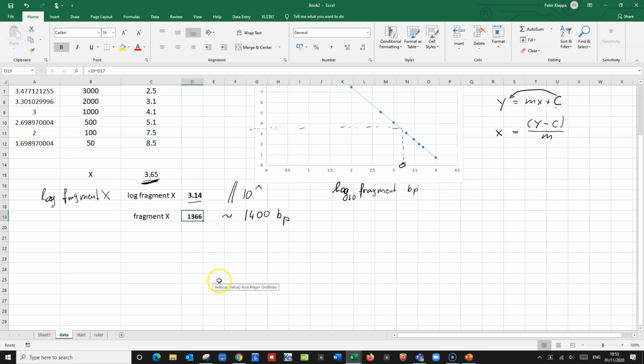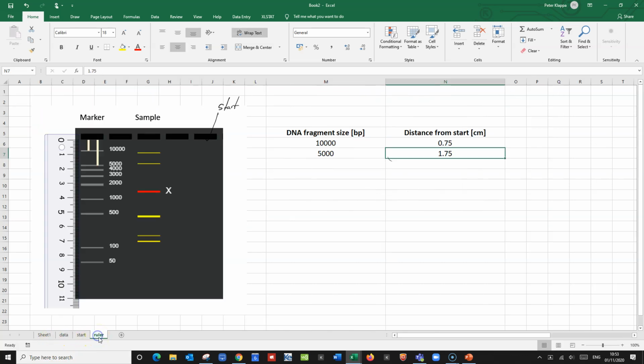Does that answer make sense? Let's just simply go back to our gel. And previously we said we estimate it to be between 1000 and 2000, probably somewhere in the middle. And we just got 1366, well, 1400. So this band here, X, we are pretty confident that this is around 1400 base pairs.